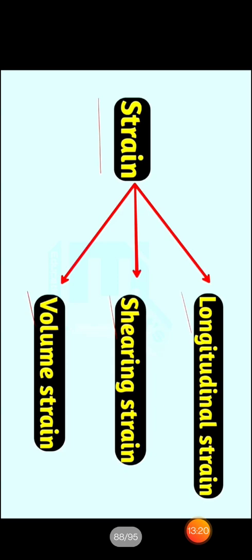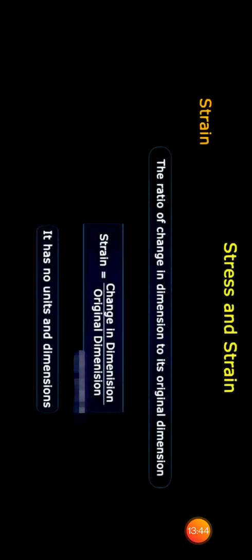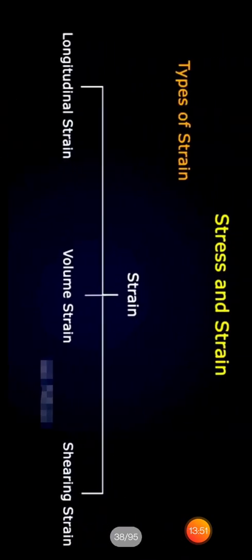Now the next topic is types of strain. Strain has three types, depending upon the change produced in a body when stress is applied. First is longitudinal strain, second is volume strain, and third is shearing strain. The strain formula is change in dimension upon original dimension. It has no units and dimensions.